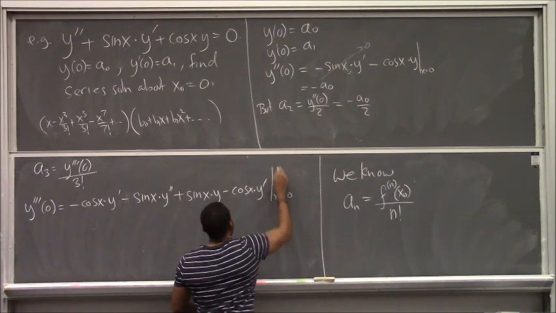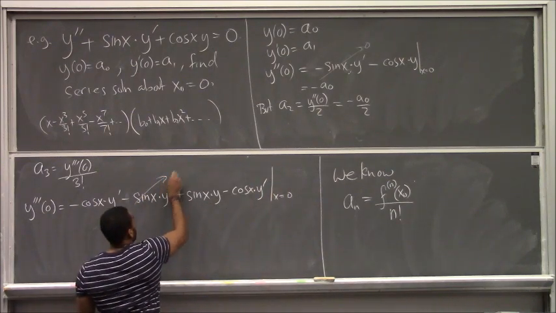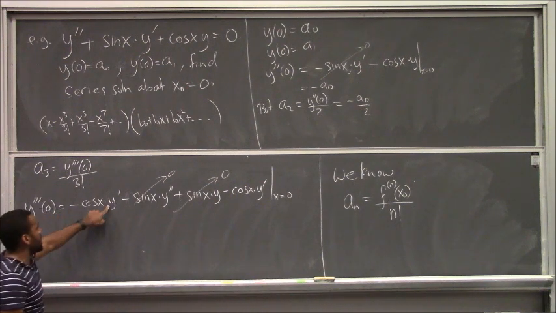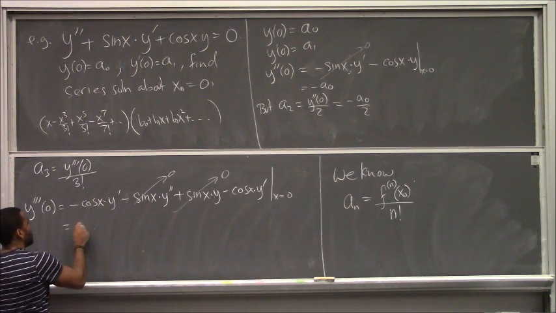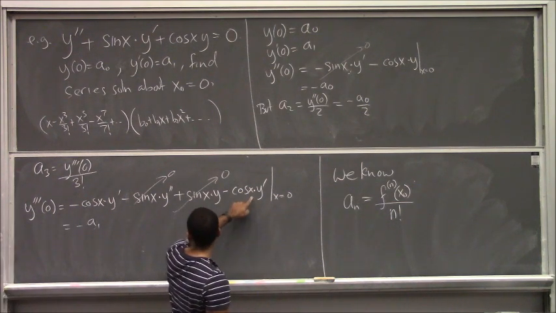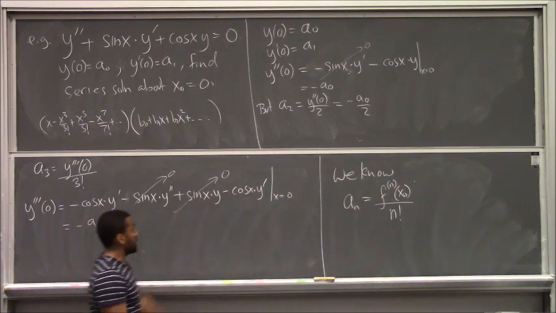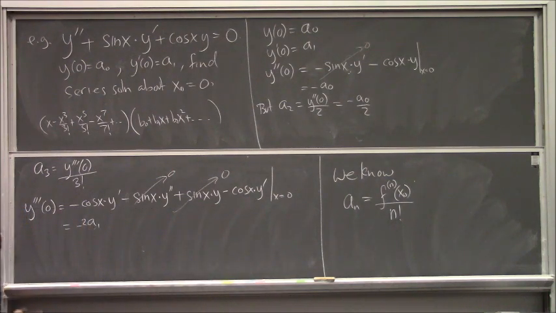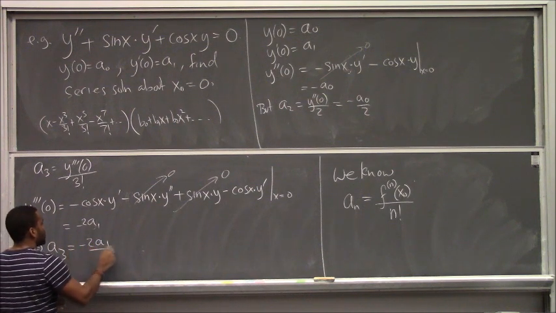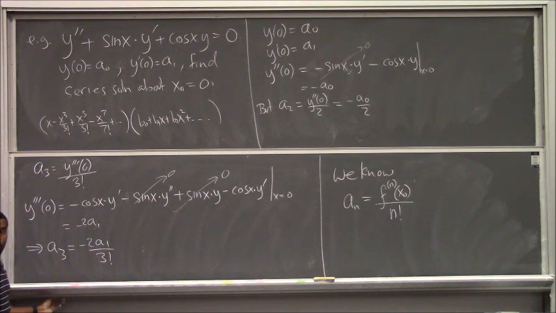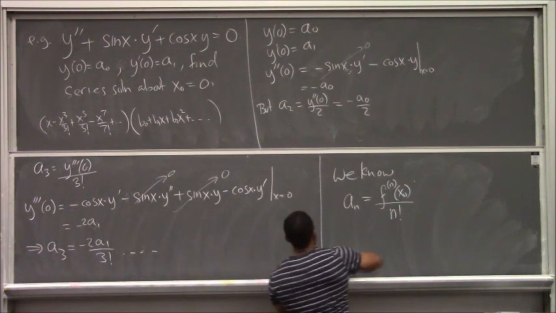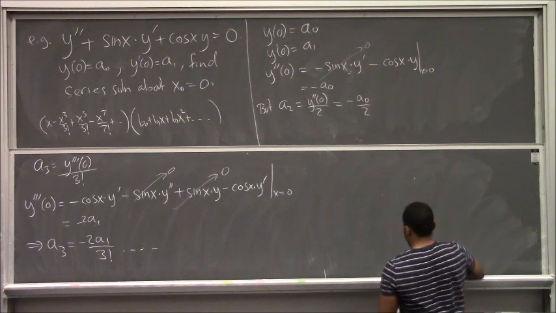Evaluate that at 0. The sines will go to 0. The cosine will go to 1. Here I'd have y prime of 0, that's actually minus a1. Here I would have y prime of 0 again. So that's minus 2a1. And so this means my a3 term is going to be just minus 2 times a1 over 3 factorial. And I could continue. But so I can start building up this guy.